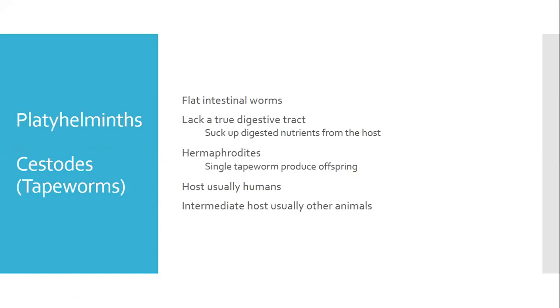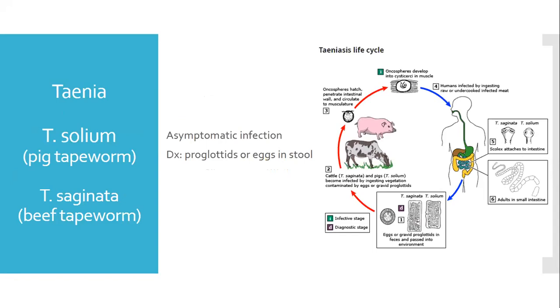Okay, so we're going to move on to our flatworms, or the platyhelminths. Starting off, we said we're not touching on the nematodes, so we're looking at the tapeworms. These are flat intestinal worms, and they don't have a true digestive tract, so they suck up digested nutrients from the host. They are hermaphrodites, so a single tapeworm can produce offspring. The human is the usual host, and the other animals are usually an intermediate host.